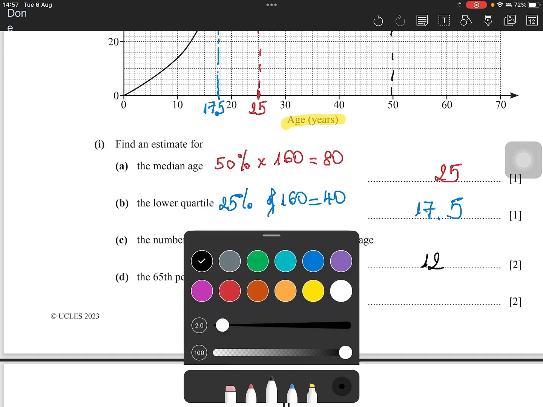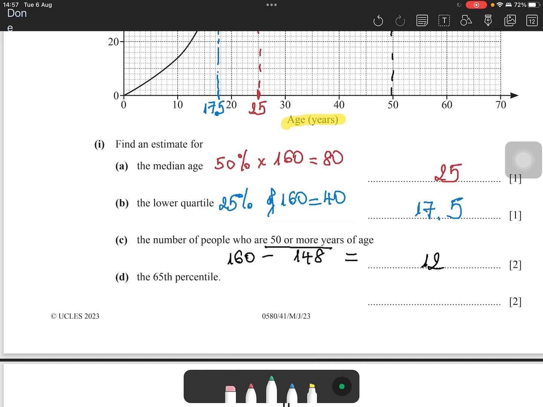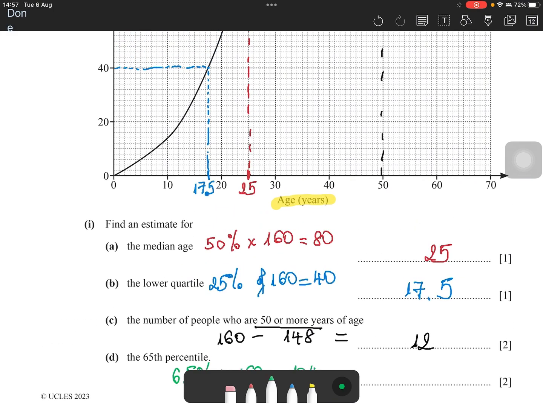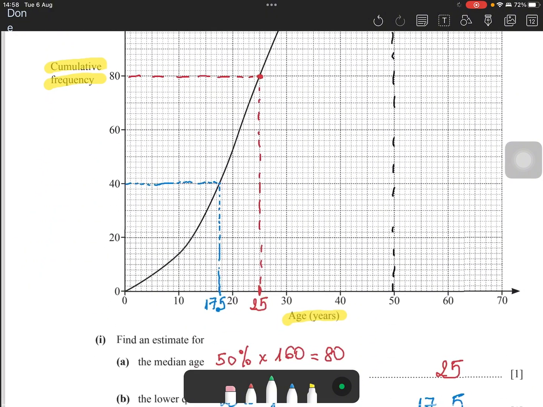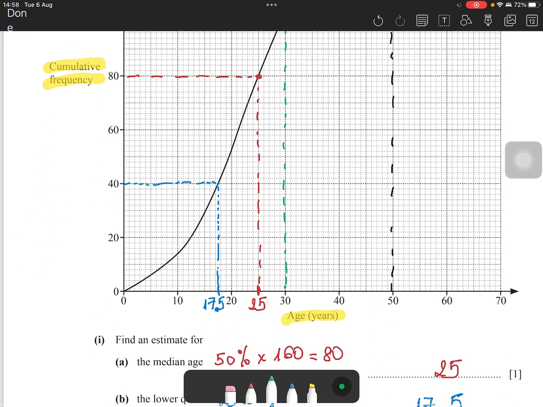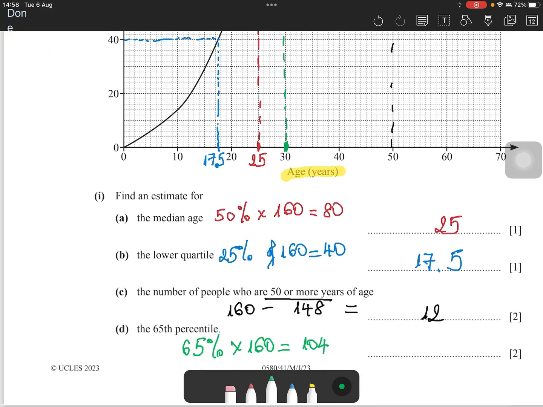D. I'll use the green. The 65th percentile. 65% multiplied by 160 is 104. So let's find 104. This is 104. Here it is. We move it to the right until we touch this point. Then we move it down. And the answer is 30 years. So we write 30 years as the final answer.